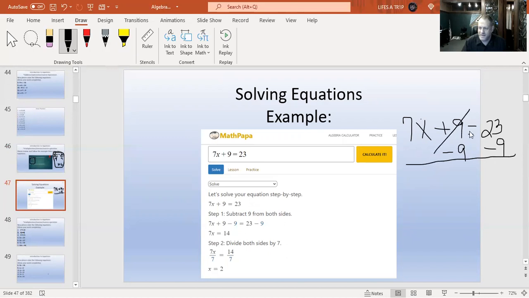Now we do our cancel out method. And we're going to do 7x. That is a 7, guys. Yes, I'm sorry. All right. And this is going to be 14.